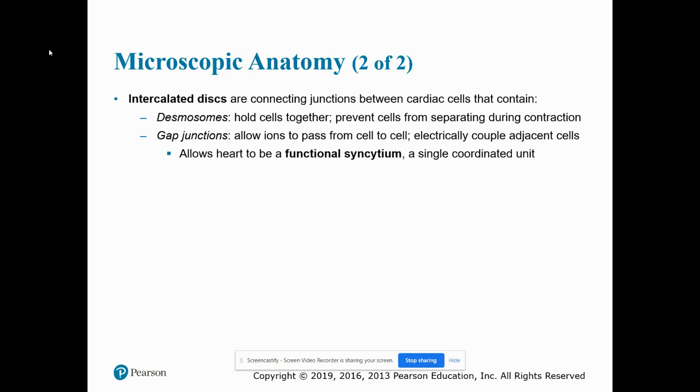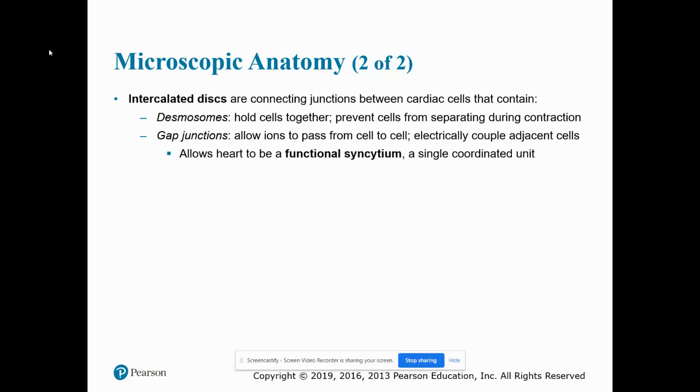So intercalated discs are something that we find when we look at cardiac muscle cells. And what these do is these connect cardiac muscle cells together. And these connecting junctions contain two things: desmosomes and gap junctions. And desmosomes are what are actually going to hold the cardiac muscle cells together to prevent them from separating during contraction. And then gap junctions are going to electrically couple adjacent cells.